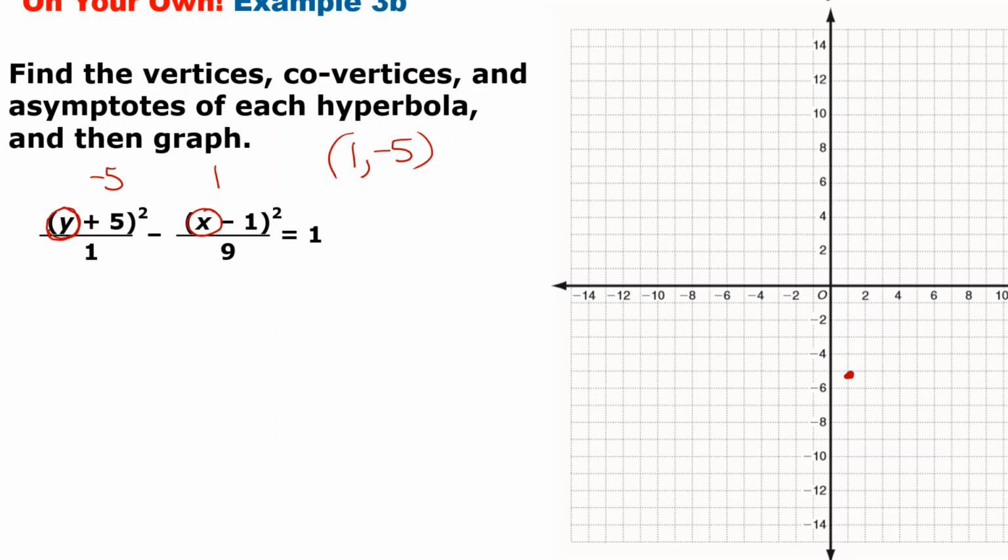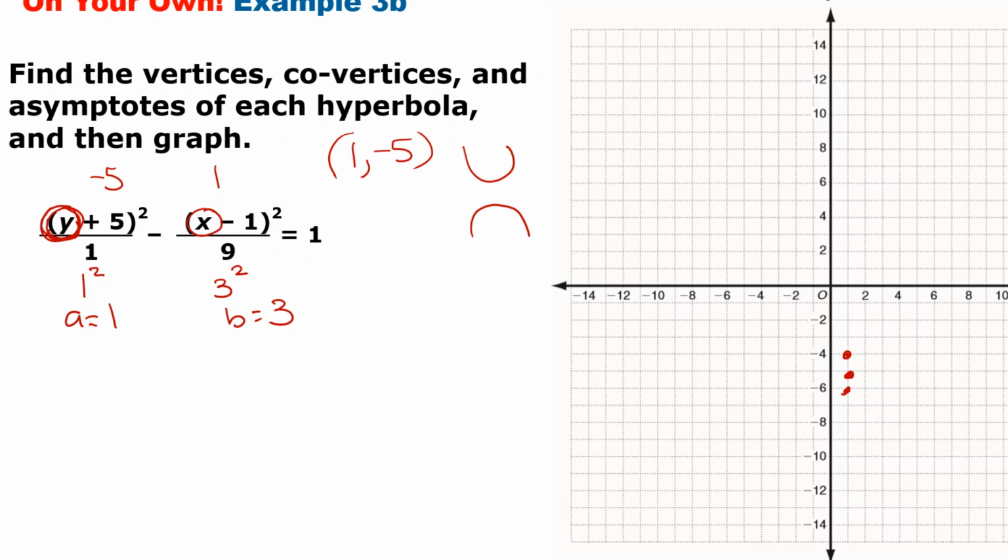And now the next thing I need to do is get my vertices and my covertices in. So let's rewrite my equation here. This 1 is the same as 1 squared, and 9 is the same as 3 squared. So my a is going to equal 1, and my b equals 3. So now I can go ahead and get that in. Let's remember I had a y here, so that means my hyperbola is going to open vertically. And so my 1 is going to go up 1 and down 1.